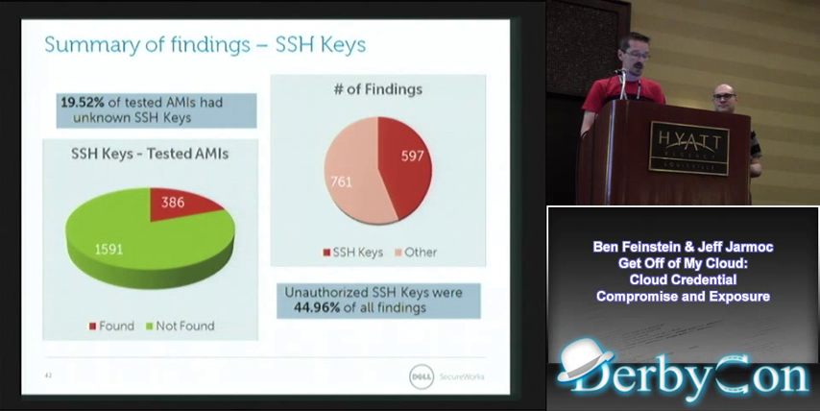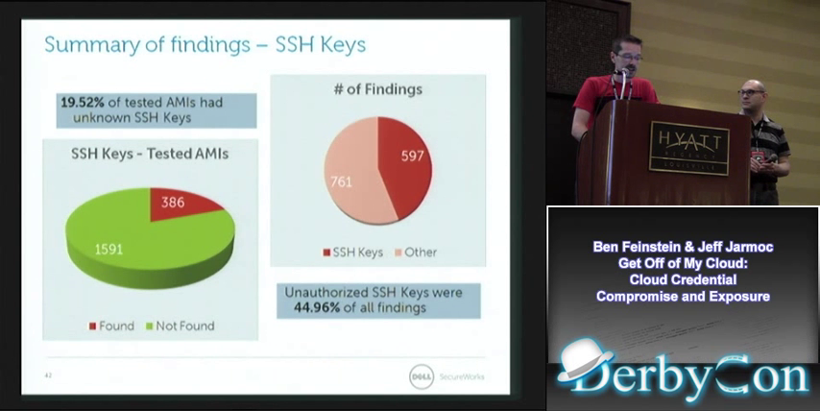So to summarize our findings, the largest one was the SSH authorized key issue. In our test, we found 386 images that had unknown SSH keys. So that's 19.52% of the images that we tested, and it represented 44.96% of all our findings. So this is really a big problem, and it's hard to say whether there was malicious intent here or whether it was people who just didn't know what they were doing and left those keys there. But as a consumer of an image, it doesn't much matter because my risk is the same. Whether or not somebody comes along and tries to access it, they could.